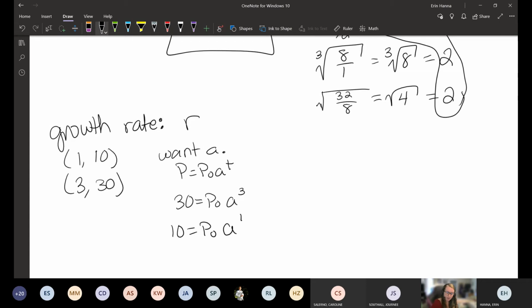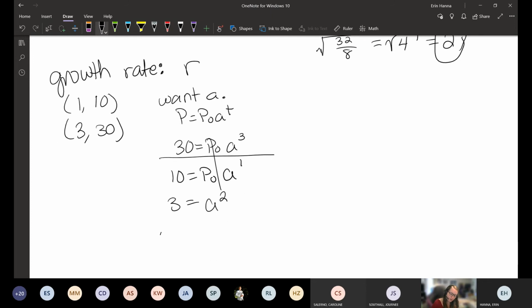Where was I? So we put these 2 points here. We're going to divide the 2 because we want to find A. So 30 divided by 10 is going to give us 3. The P naughts cancel out, and I end up getting A squared because A cubed divided by A to the first, subtract the exponents, 3 minus 1 is 2. Square root both sides, so A is equal to the square root of 3, which is 1.732 approximately.